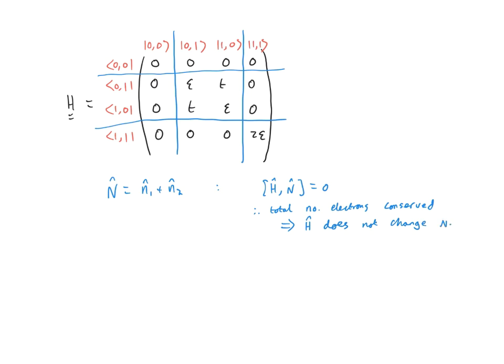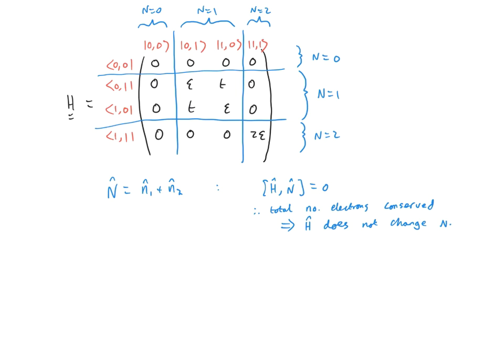So let's label our basis states according to this quantum number. Of course, we see that this block is n equals 1, this block is n equals 0, and this block is n equals 2, and likewise on the top. This is n equals 0, this is n equals 1, this is n equals 2. So the Hamiltonian cannot change this n because n is conserved.